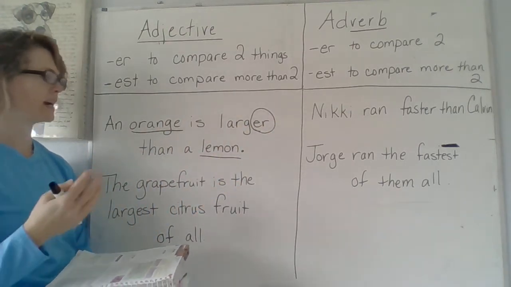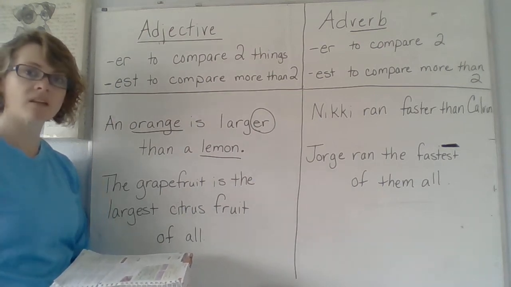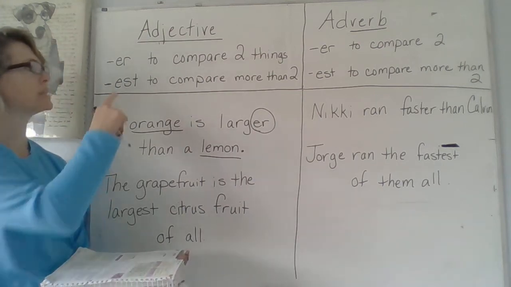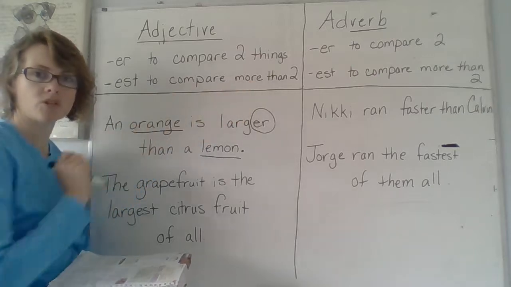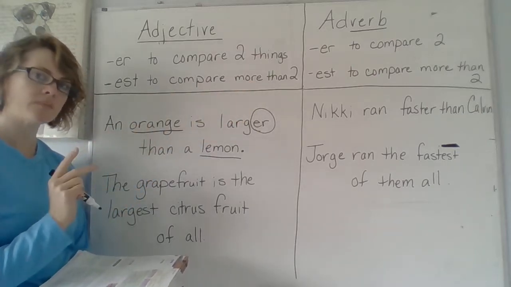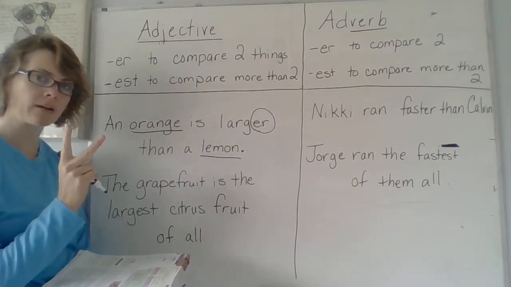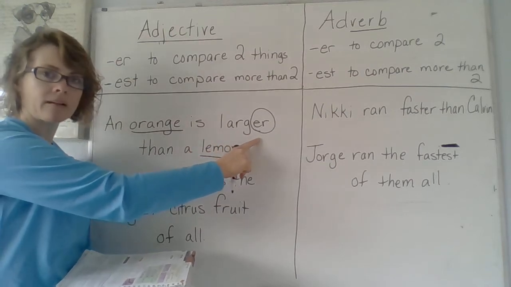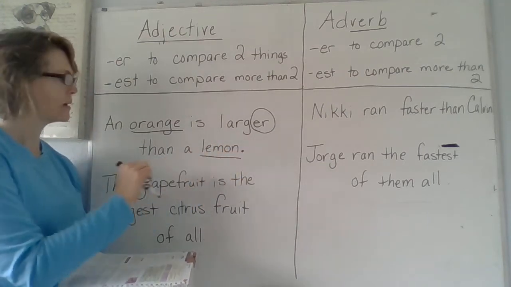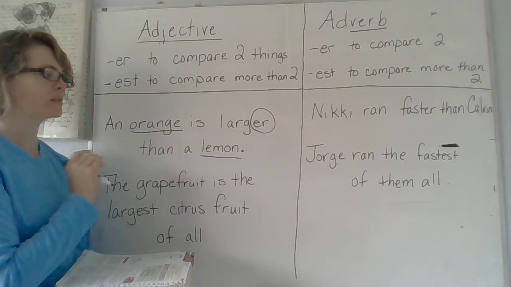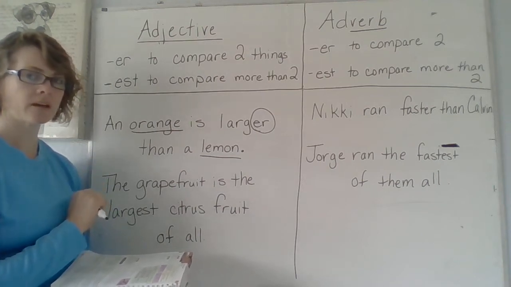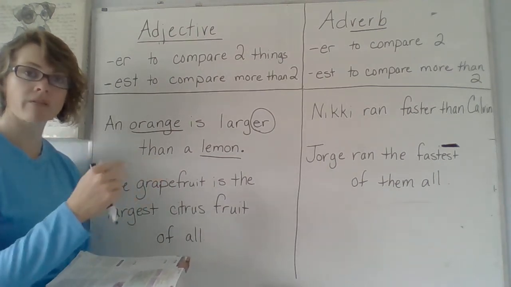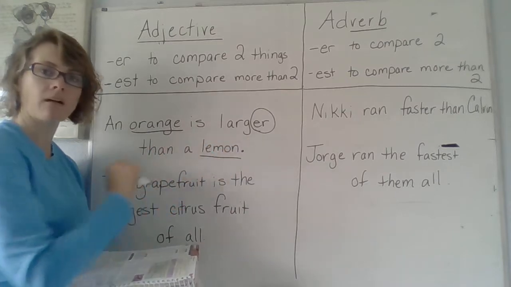I wouldn't have said an orange is largest than a lemon. We only use est when there's more than two things. So since my sentence has two things I'm comparing, I'm going to use er on the end of the word large. I would not say an orange is large than a lemon. I want to say larger than a lemon. That's why we put the er on there.